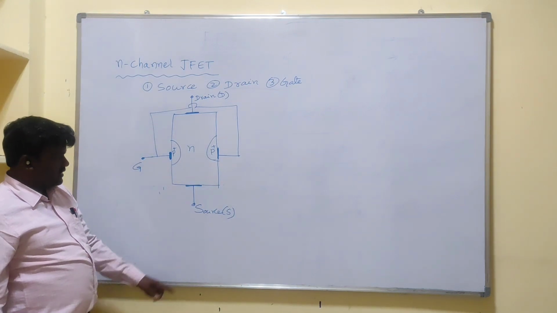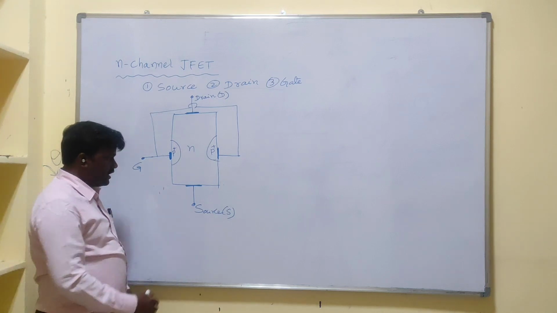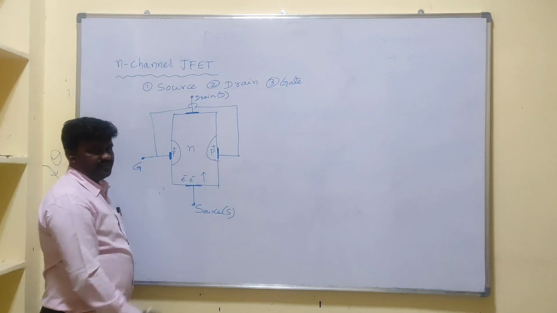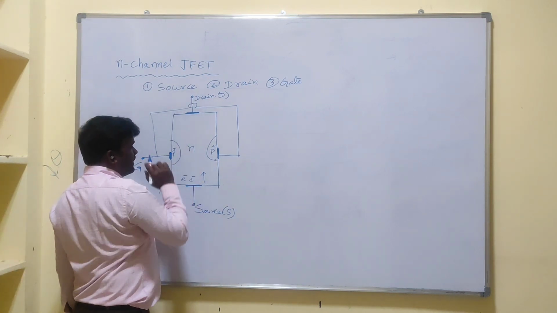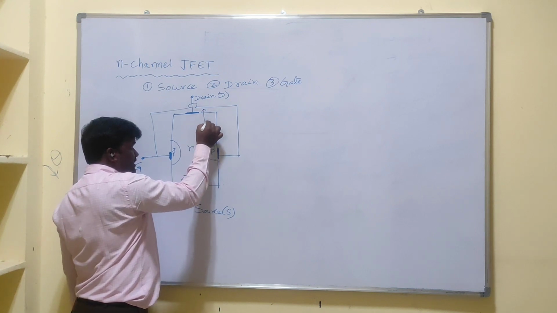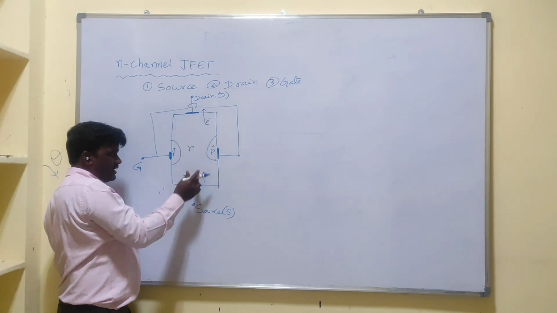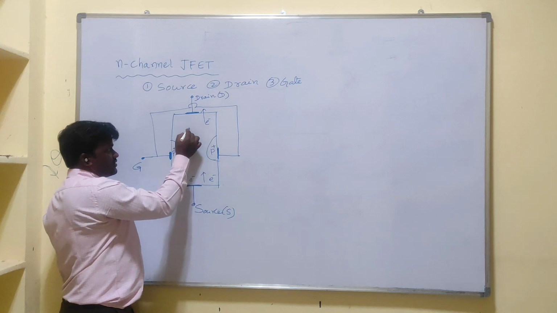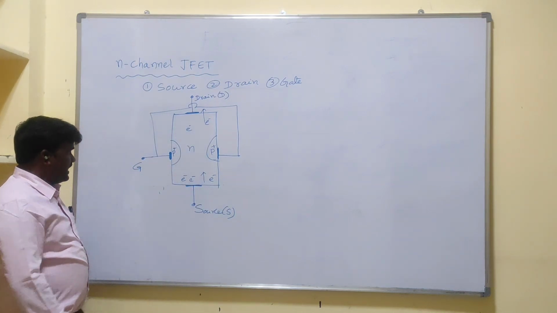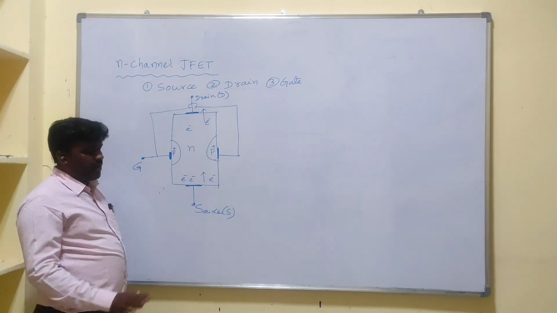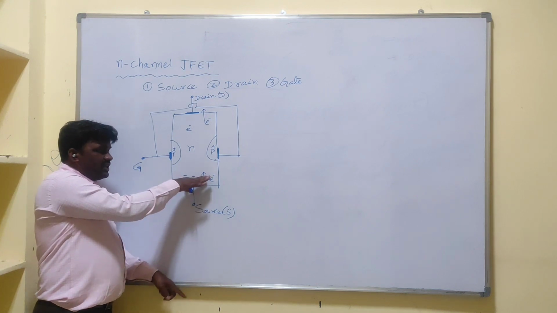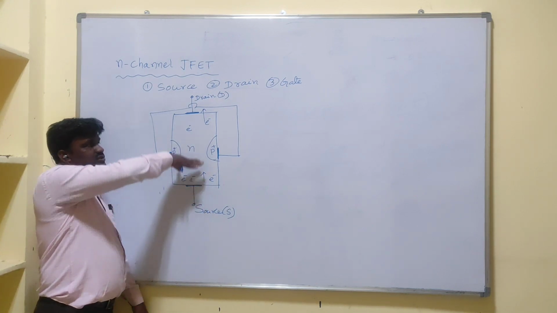Now source is the terminal through which charge carriers enter into the bar, and drain is the terminal through which charge carriers leave from the bar. Here the charge carriers are electrons. And what is the gate? Gate is the terminal. By applying voltage at the gate terminal, we can control the flow of these electrons or majority carriers from the source to drain.